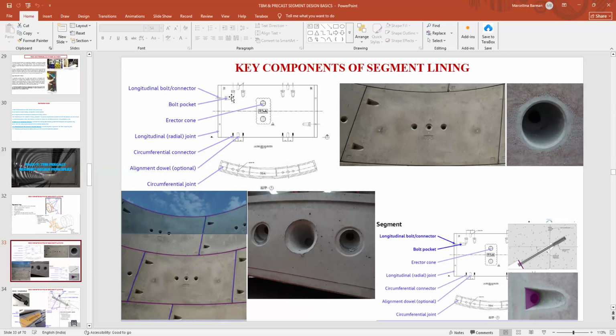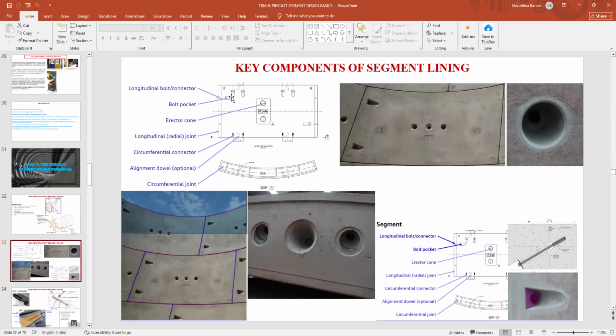So first of all, there are the longitudinal bolt and the circumferential bolt. Then there is one called the erector cone. Erector cone is the part from which the segment is erected, because you have to lift the segment after casting. You have to demold it, put it for curing, and then stack the segments. So this is the part where the segment is being lifted.